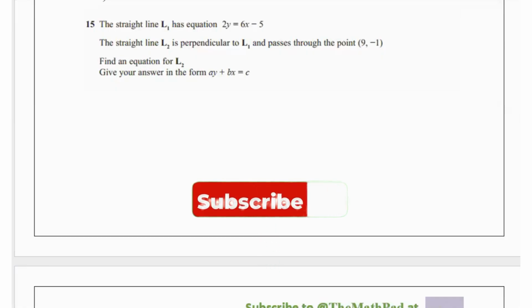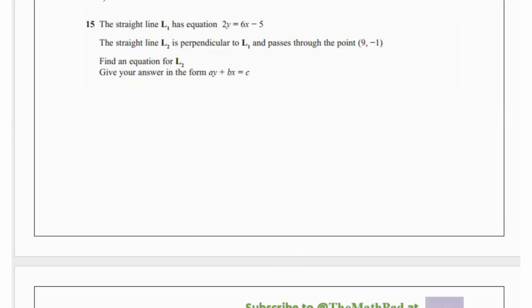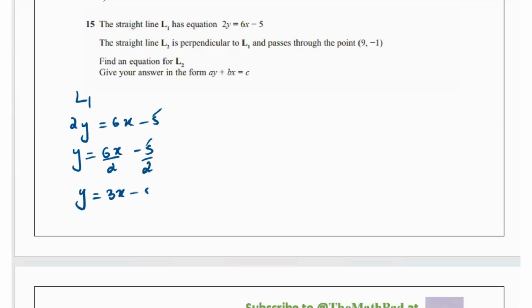The next question says straight line L1 has equation 2y equals 6x minus 5, and the straight line L2 is perpendicular to L1 and passes through the point 9, negative 1. Find an equation for L2. So once again, let's find the gradient of the line L1. 2y equals 6x minus 5. Make y the subject. y equals 6x over 2 minus 5 over 2. y is 3x minus 5 over 2. So M1, the gradient of line 1, is 3.